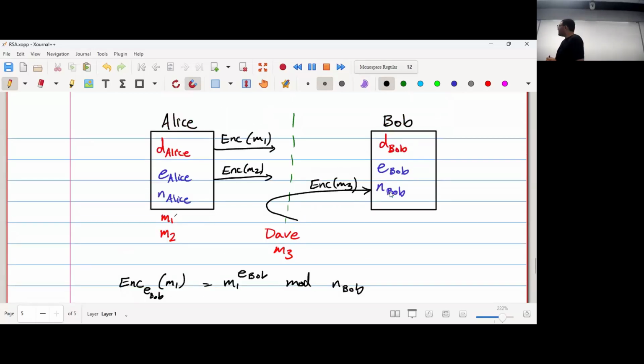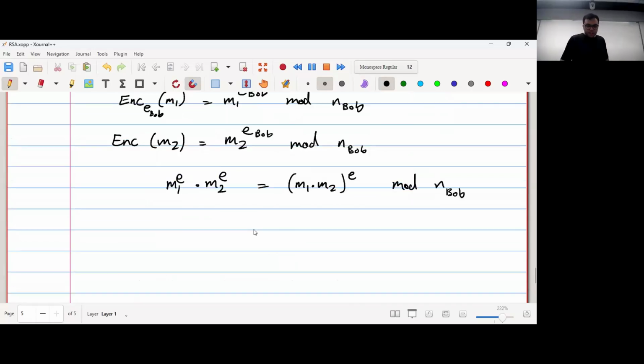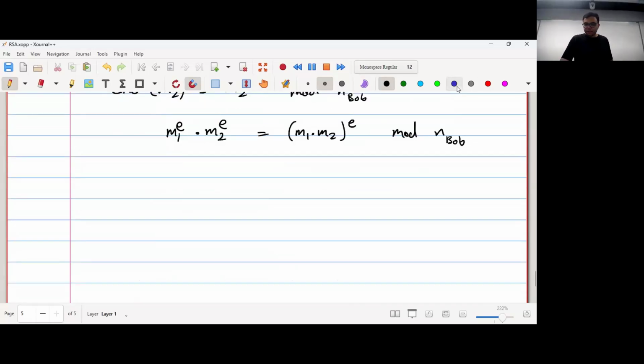Okay. So we want a way for Bob to be sure that when he receives a message, that message actually came from Alice. And this is what we call a digital signature.